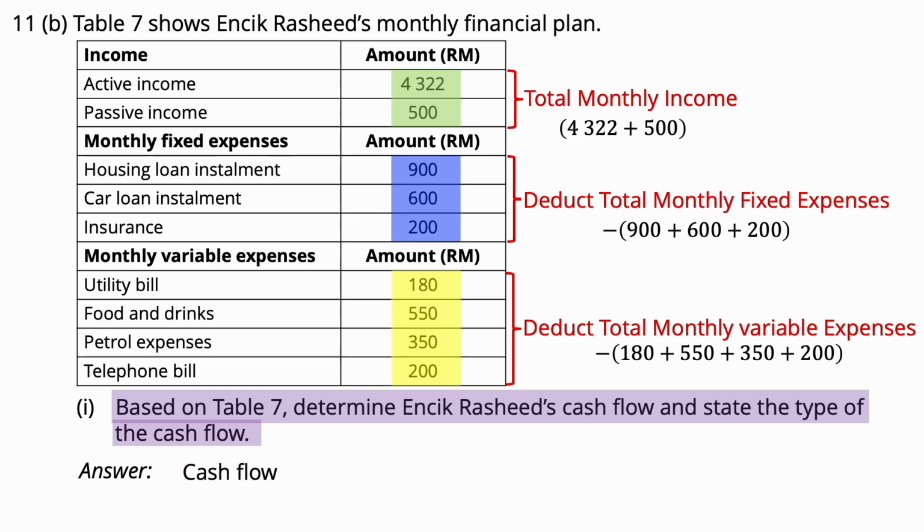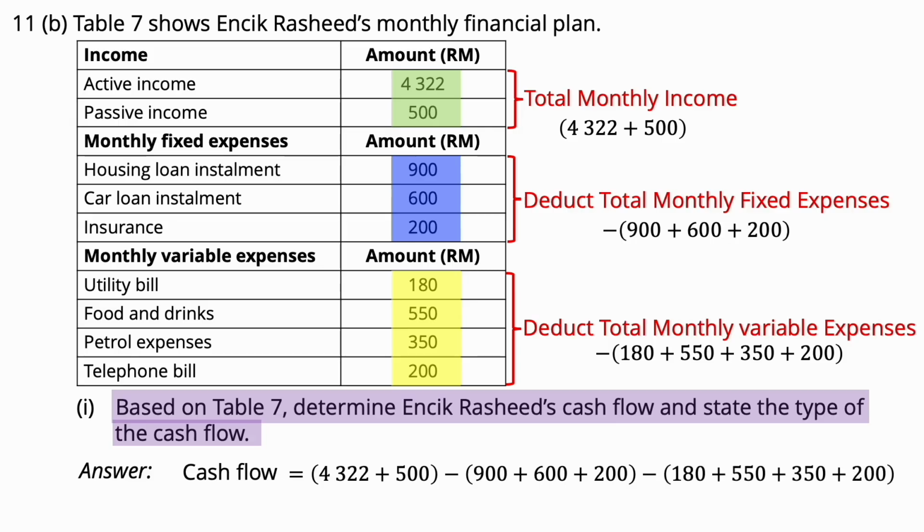Cash flow equals total monthly income, deduct the total monthly fixed expenses, deduct the total monthly variable expenses. The resulting cash flow is 1,842 ringgit Malaysia. Since the amount is positive, Encik Rashid has a positive cash flow.